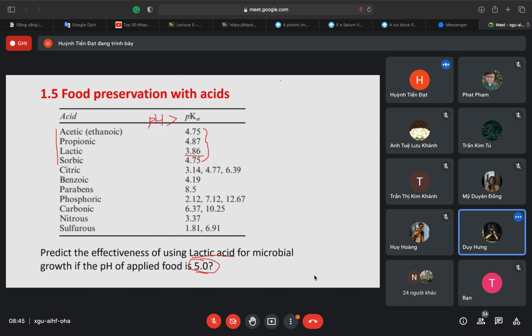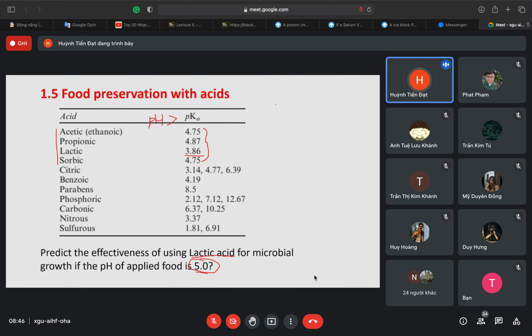Excuse me, sir. So I just want to confirm that the pH in this case is the pH of the food, right? Not the pH of the acid. So this one, the pH of 5 is the pH of the environment. Okay. Yes. Thank you.